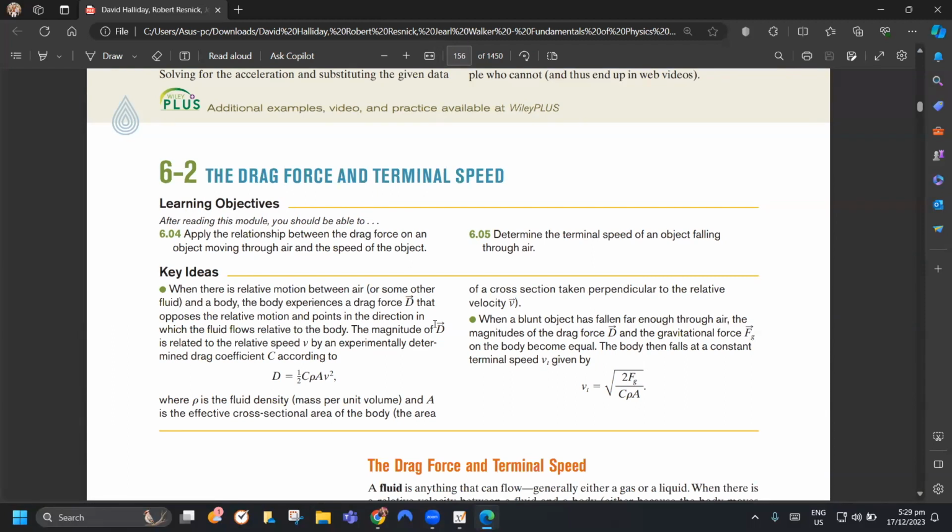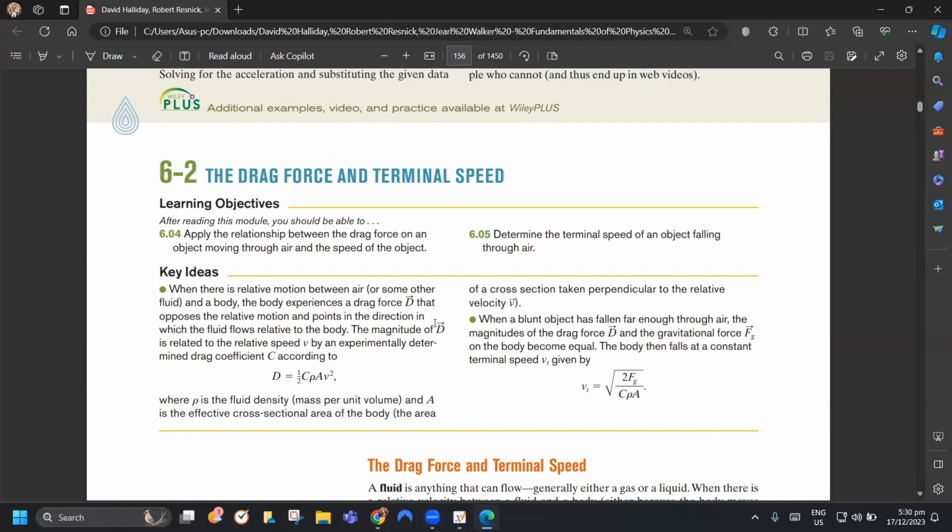Pero dahil hindi siya malimit na ginagamit, madaling makalimutan yan eh, dahil ini-ignore natin lagi yung drag eh. Tapos hindi masyadong ma-fluids yung ano. Okay, so tingnan mo yung the drag and terminal speed. So let's start there. A fluid is anything that can flow. Baba ng konti para mabasa mo yan.